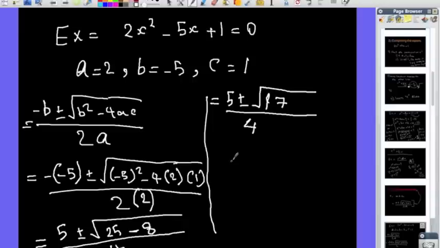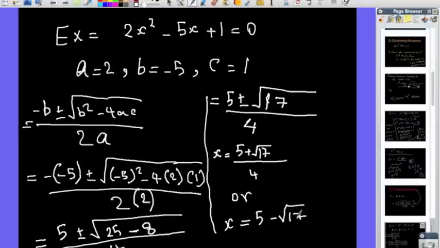So we know that there is no whole-number root for 17, so you can just leave it like this and write x equals 5 plus root 17 divided by 4, or x equals 5 minus root 17 divided by 4. So these are the two possible answers. Or you can continue and use a calculator and find the root of 17. It's up to you. If you want us to do one more question, we can.